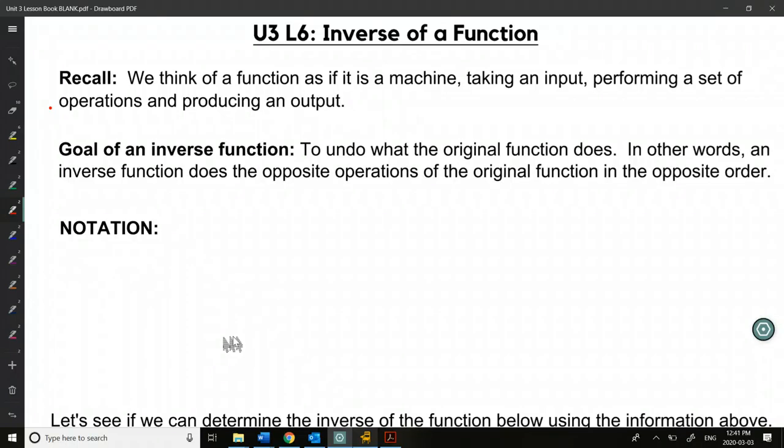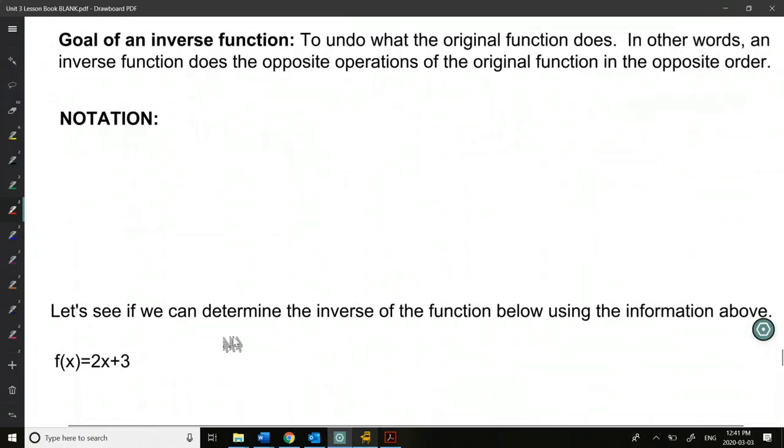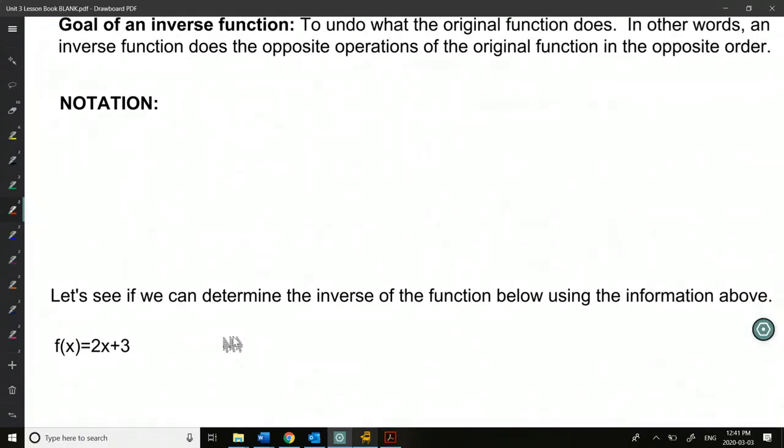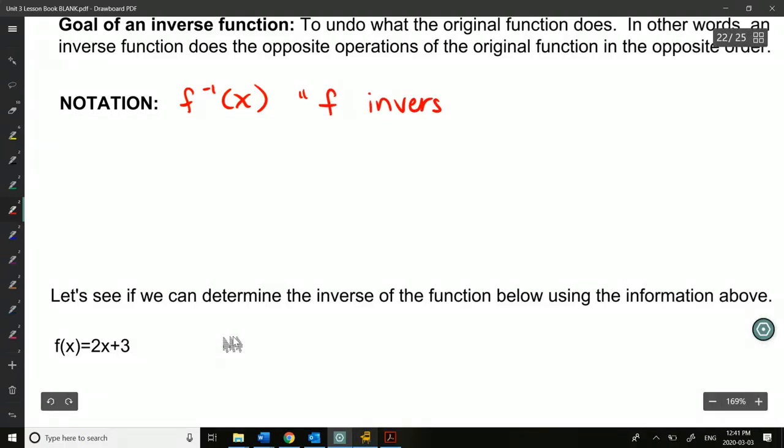Okay, so there's a notation that we use for the inverse of a function. So if I start with the function f of x, its inverse will use the notation that looks kind of like an exponent of -1. It's not an exponent. Basically what this reads as is f inverse of x.